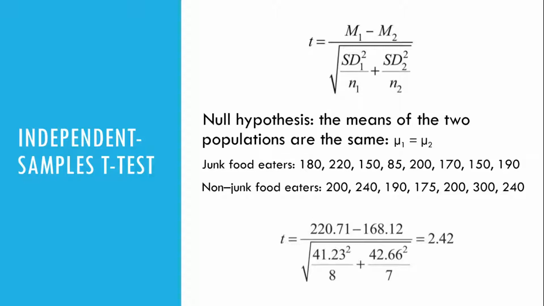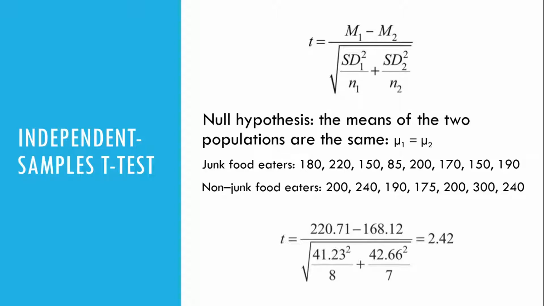The alternative hypothesis is that they're not the same, or mu sub 1 is not equal to mu sub 2. Again, the test can be one-tailed if the researcher has good reason to expect the difference goes in a particular direction. The t-statistic here is a bit more complicated because it must take into account two sample means, two standard deviations, and two sample sizes.